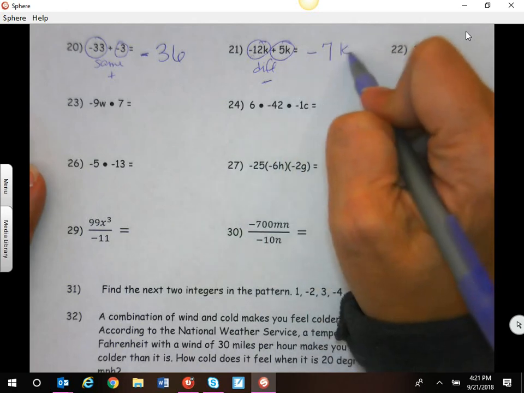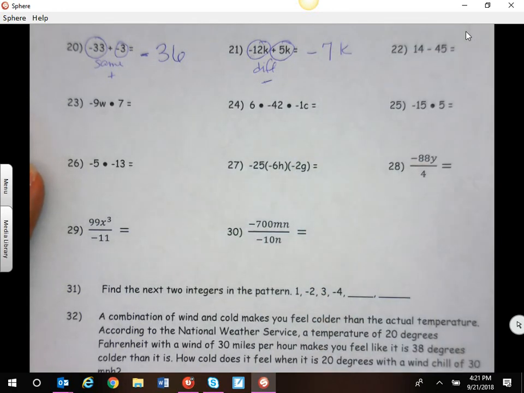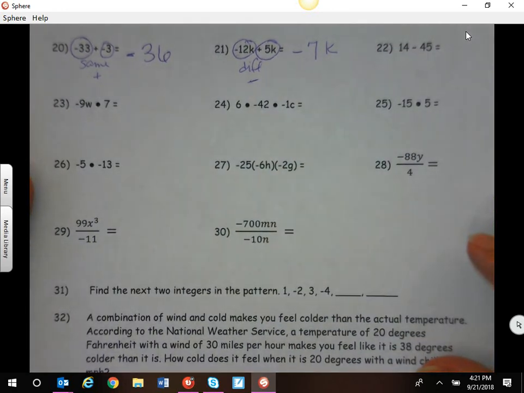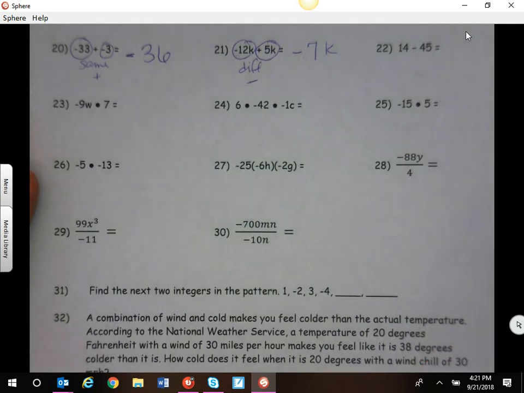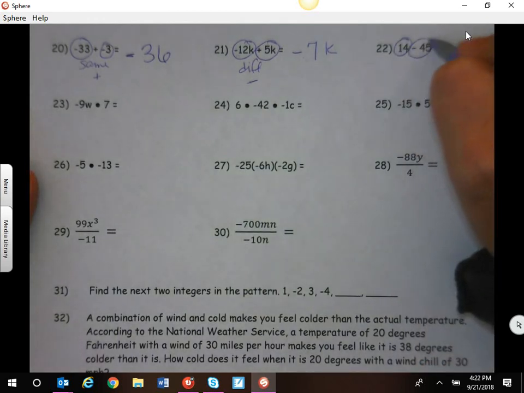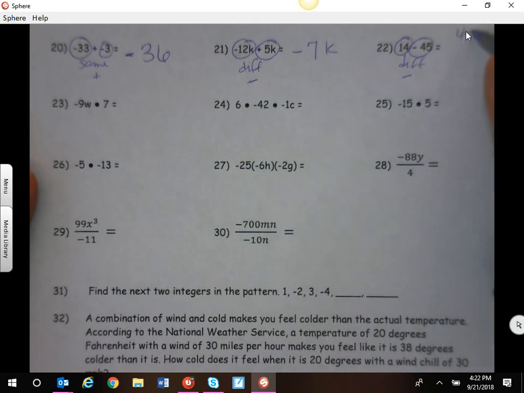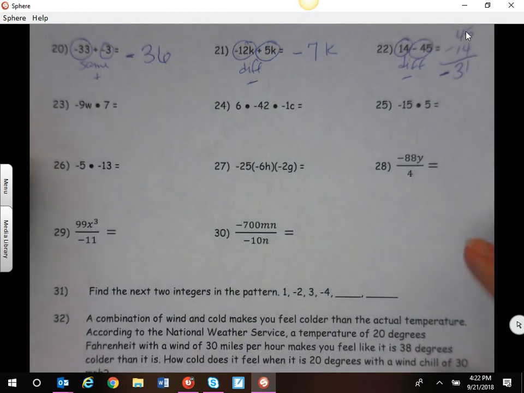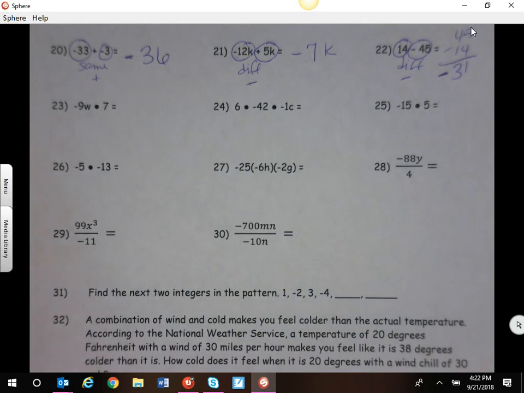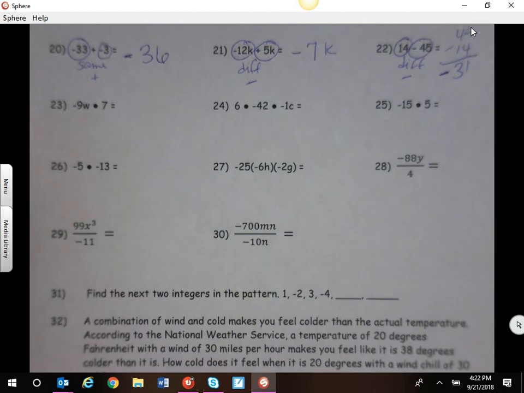Some of you forgot the negative on this when we talked about it in class today, so make sure you're checking that sign. Here I have a positive 14 and a negative 45. They are different. We're going to subtract. 31, I have more negatives. So make sure again that you're watching that.